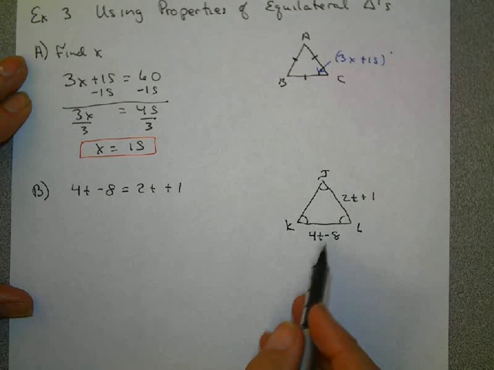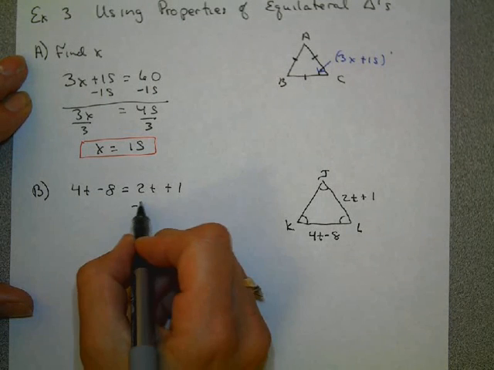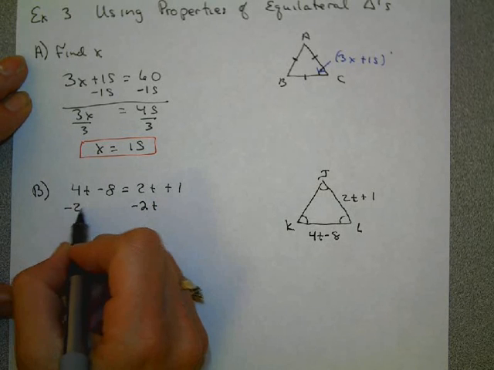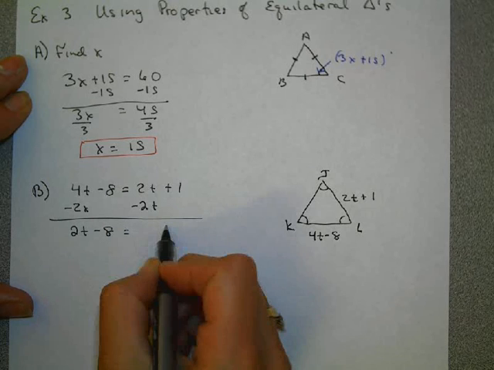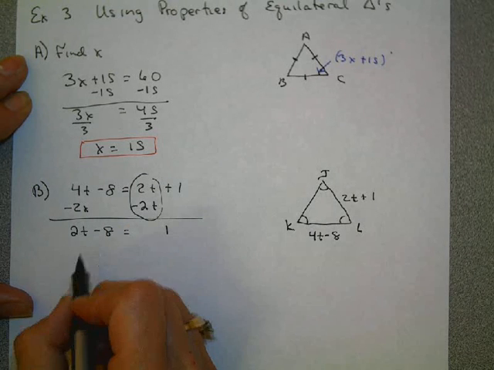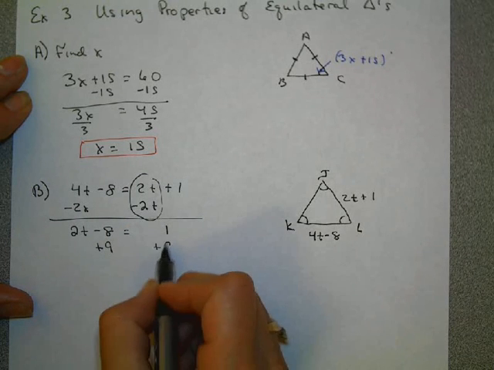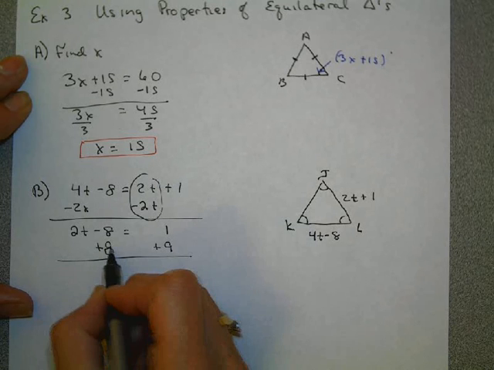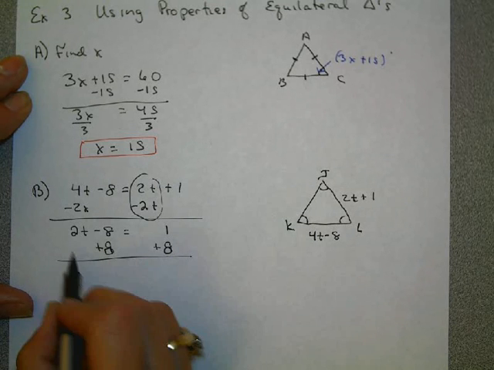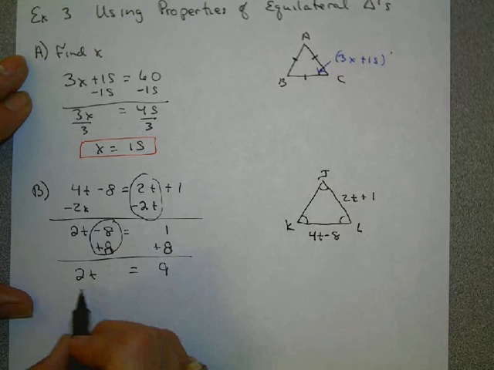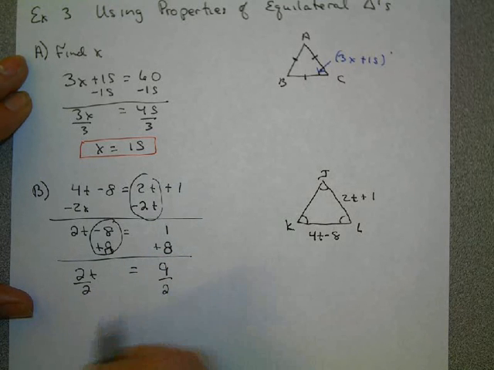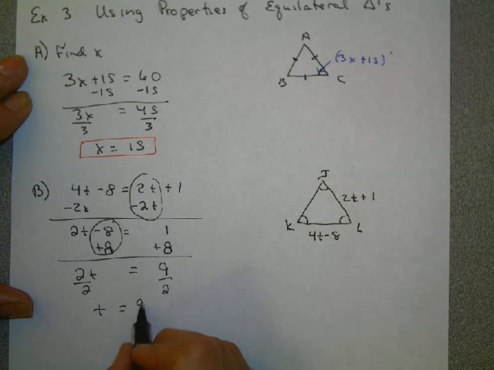I'll start by getting my variables on the same side, opposite signs, and get 2t minus 8 equals 1. Then I'll get my numbers on the other side. I'll add 8, and get 2t equals 9. I'll divide by 2, and I won't panic because it doesn't go in evenly. 9/2 is a very good number. 9/2. You might have written 4.5.